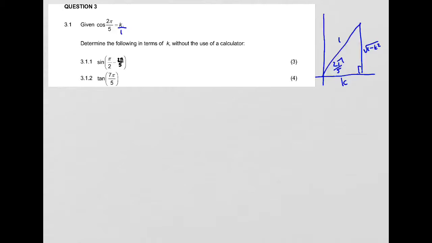I'm just going to go and get my dogs to shut up. Right, now that the dogs have been suitably dealt with, I can carry on.